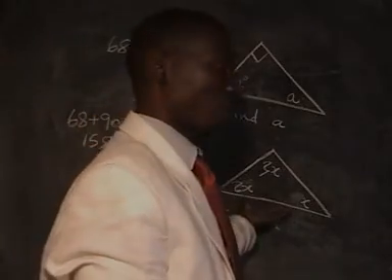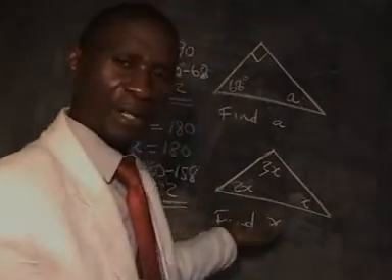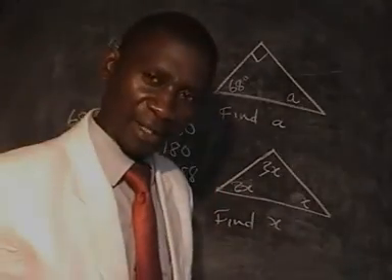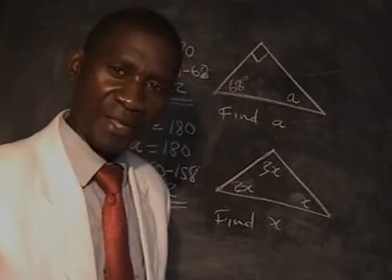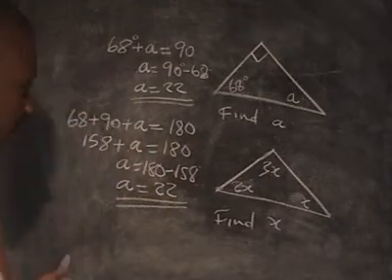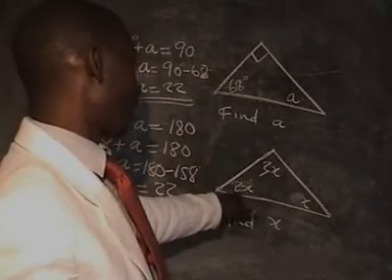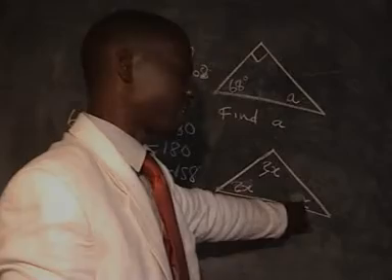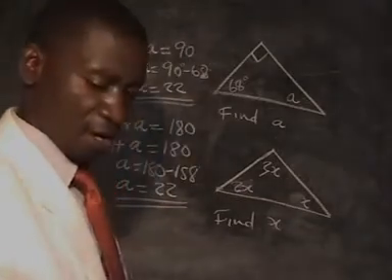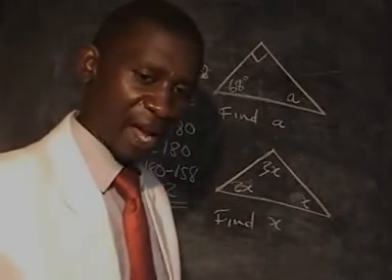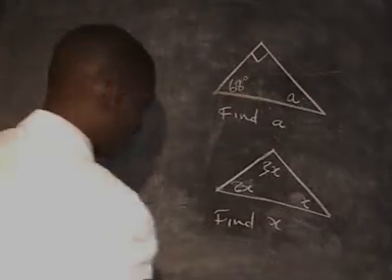But for the second one, there is only one option, whereby if you add all the three angles of the triangle, then the sum should come to 180 degrees. So what you have to do is to add 2x plus 3x, then plus x. Then you have to get 180. And this can be done as follows.